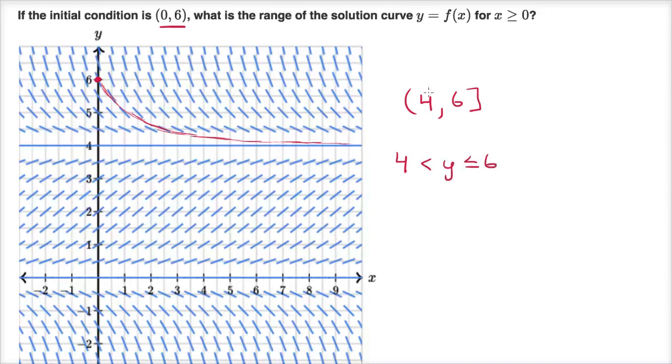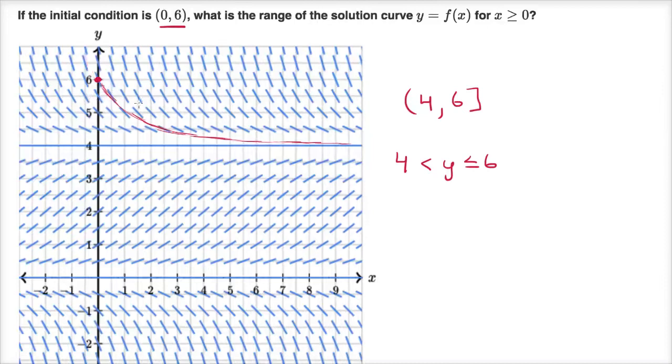Either way, this is a way of describing the range, the y values that the solution will take on for x being greater than or equal to 0. If they said for all x's, well, then you might have been able to go back this way and keep going. But they're saying the range of the solution curve for x greater than or equal to 0. So we won't consider those values of x less than 0.